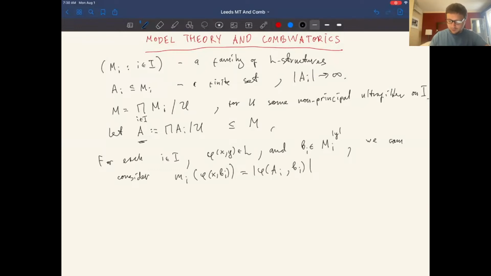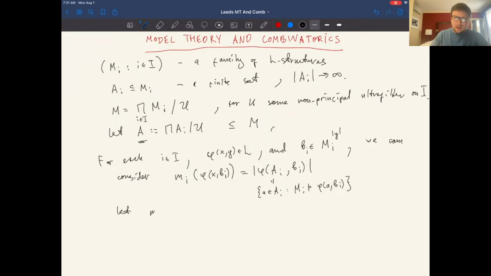Okay, so this notation, by this I simply mean the set of all A in A_i such that M_i satisfies phi of A, B_i. So we have a family of definable sets with parameters, and we look at what they cut out from our given family of finite sets A_i. Of course it's a finite number, right? Each set A_i is finite, and then we can take the limit.